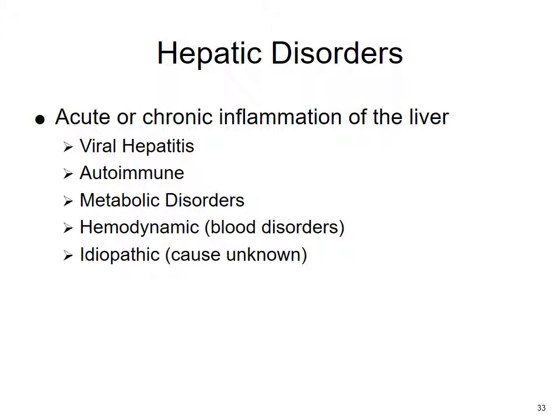Hepatic or liver disorders usually involve inflammation of the liver, and this can be acute or chronic. Some of the common causes include viral hepatitis. So any one of the hepatitis that we've talked about, A, B, C, or others. It can be autoimmune in cause. It could be a metabolic disorder. It could be hemodynamic, such as a blood disorder, such as sickle cell disease. Or it could be idiopathic, meaning the cause is unknown.